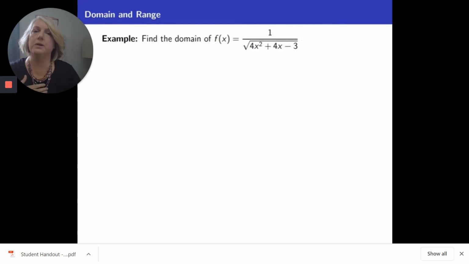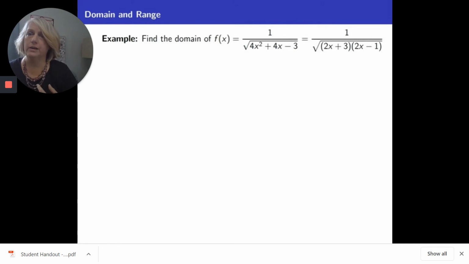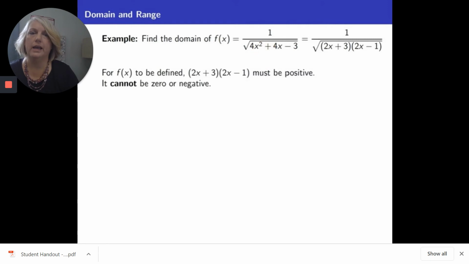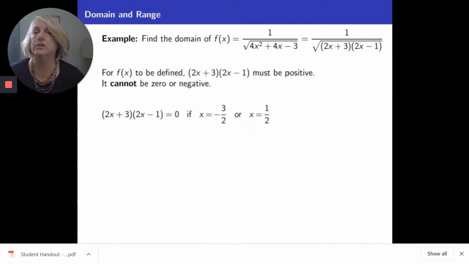And I'm doing this as a review because this is a very classic problem that we'll see in calculus. Notice the first thing I'm going to do is I'm trying to figure out what makes the denominator 0. So getting good factoring skills is going to be important. So I went ahead and I factored the quadratic. So I can look at that and I can write some notes to myself and I can say, for this function to be defined, the product of 2x plus 3 and 2x minus 1 has to be a positive number. It can't be 0 because it's in the bottom of a fraction, and it cannot be negative because it's under a radical. So those are kind of the two things that I'm looking at with this function.